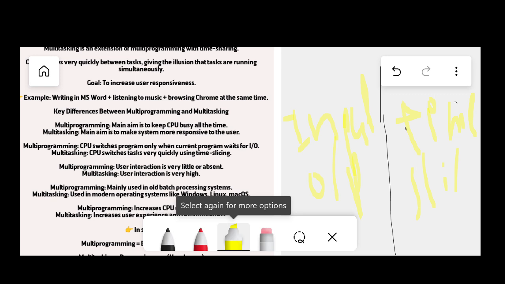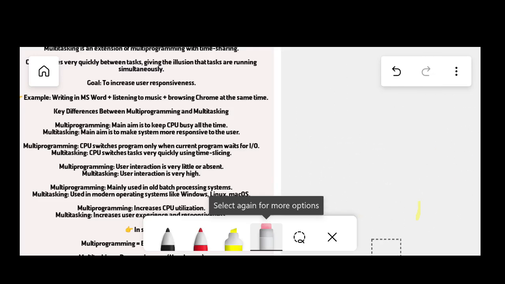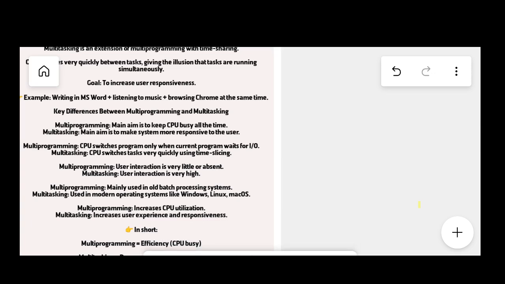Then third one is multiprogramming has little or no user interaction, while multitasking has high user interaction.